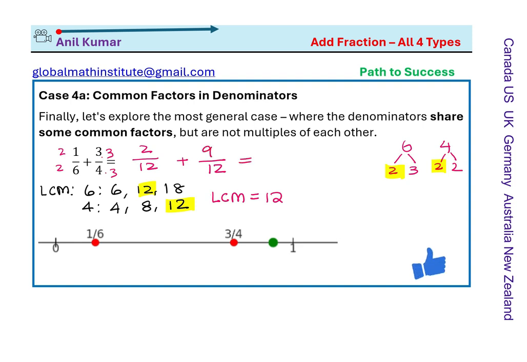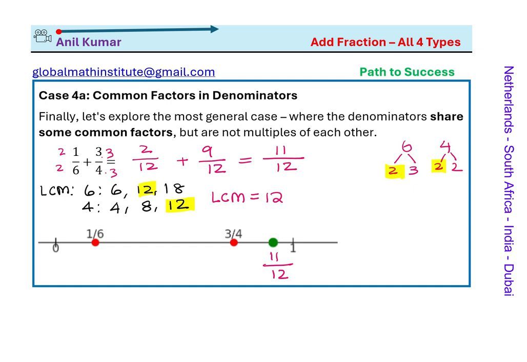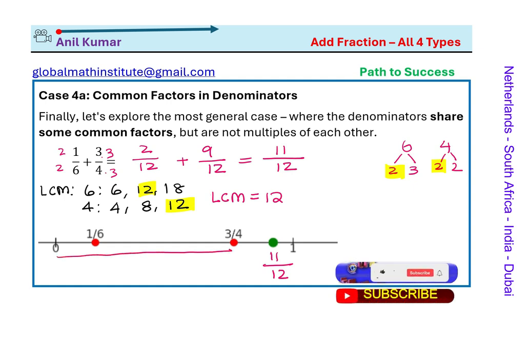Adding 9 and 2 is 11, and the answer is 11 over 12, which is slightly less than 1 on your number line. So when you cut this strip, right, add on 3 by 4, if you add another 1 by 6, you will reach 11 by 12, slightly less than 1. That shows the result, correct?